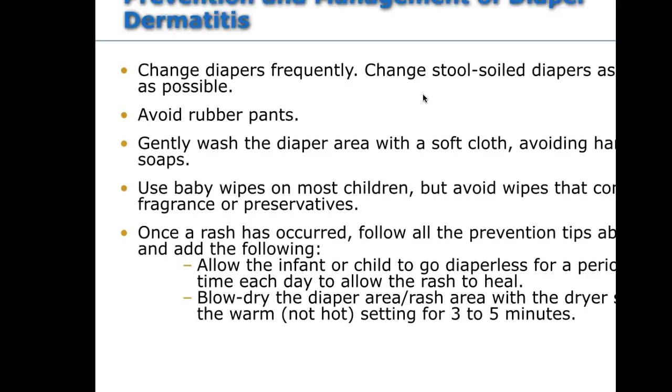You can use baby wipes. Don't use any kind of harsh soaps. Soap and water is plenty. No smelly, fragrancy wipes. And then you can apply a moisture barrier. The white stuff is best. It's a zinc base, like A&D white or Boudreaux's butt paste. Those are all good white moisture barriers.